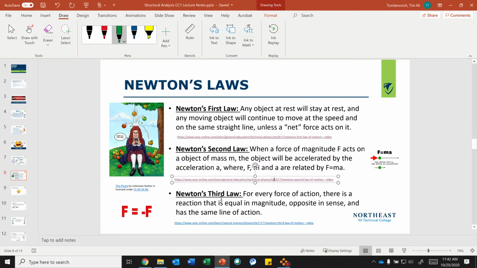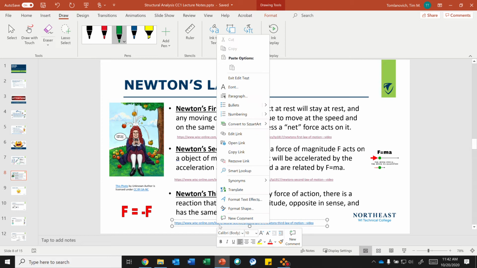Newton's third law. For every force of action, there is a reaction that is equal in magnitude, opposite in sense, and has the same line of action. So let's watch that video, and then we'll start doing some examples, and you can see how these are related to structural analysis.